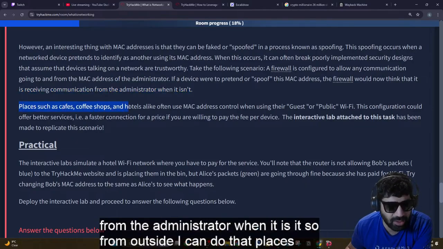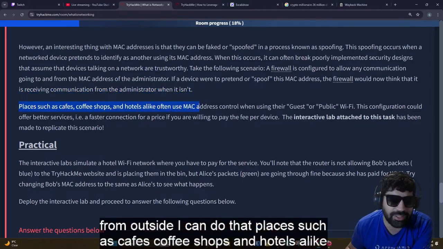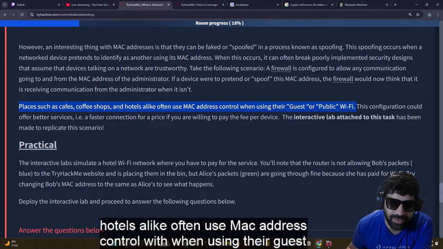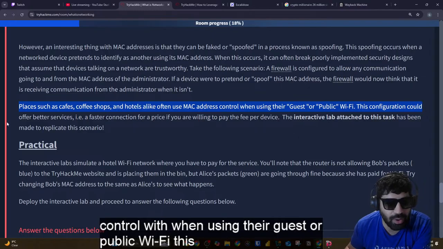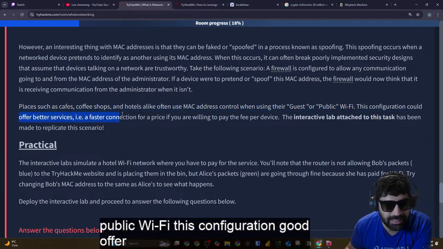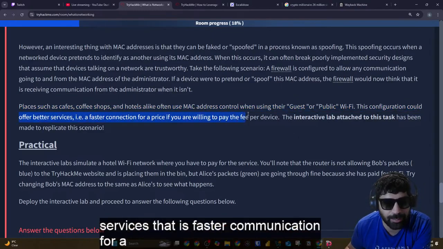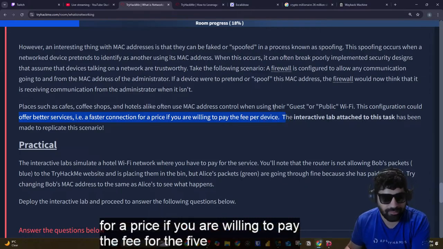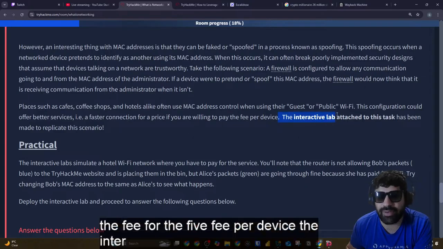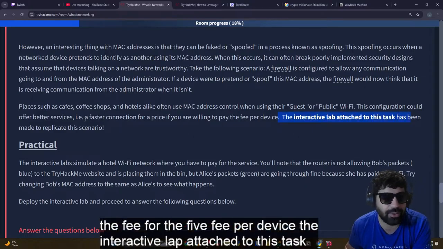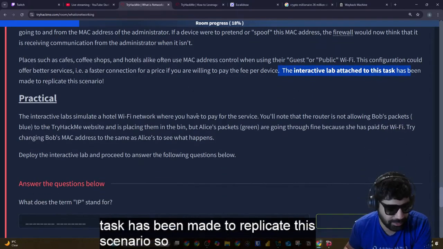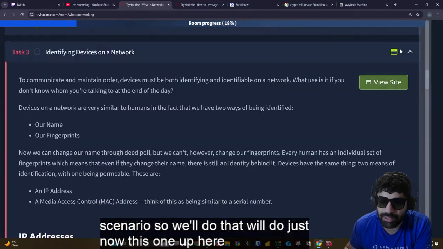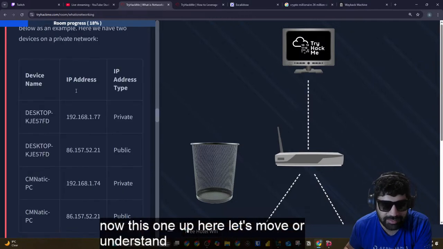Places such as cafes, coffee shops, and hotels often use MAC address control on their guest or public Wi-Fi. This configuration could offer better service, that is, faster communication, for a price if you are willing to pay the fee per device. The interactive lab attached to this task has been made to replicate this scenario. So we'll do that now. Let's spoof and understand how this game goes.